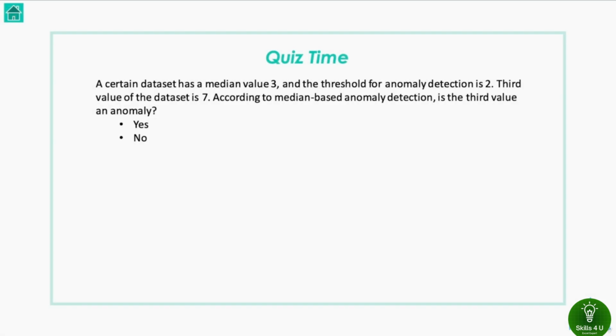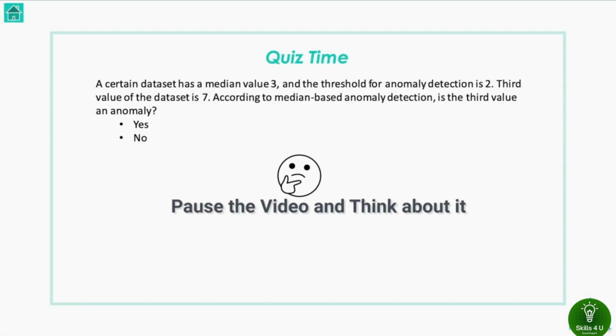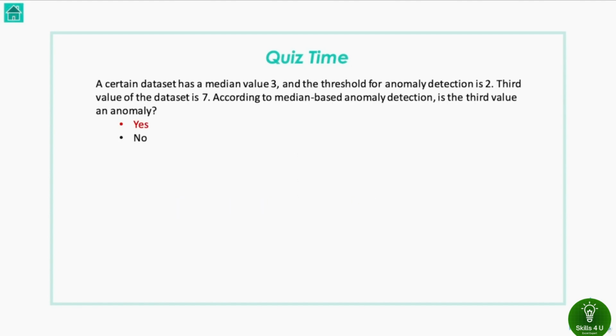Here is a small quiz for you. 7 minus 3 is 4, which is greater than the threshold. Hence, 7 is an anomaly in the data.